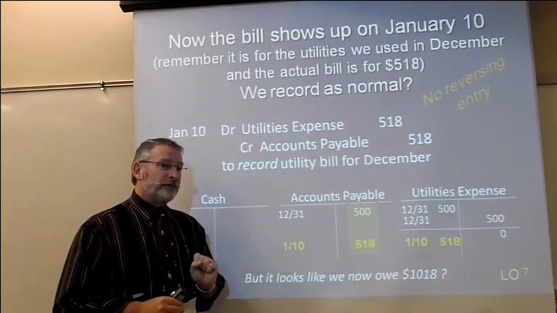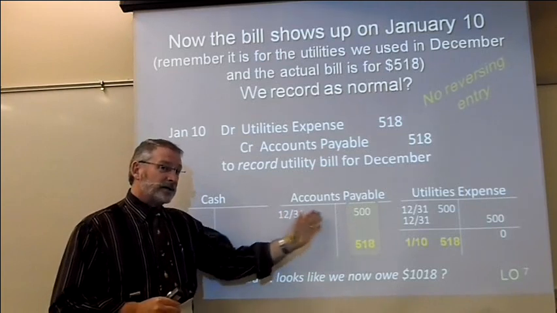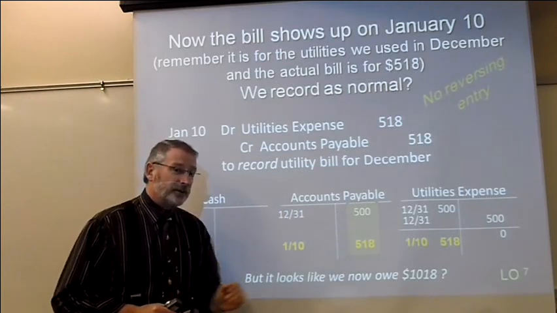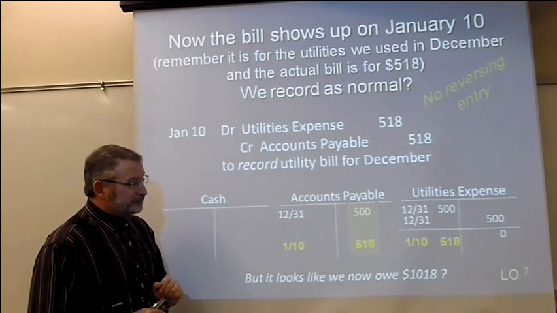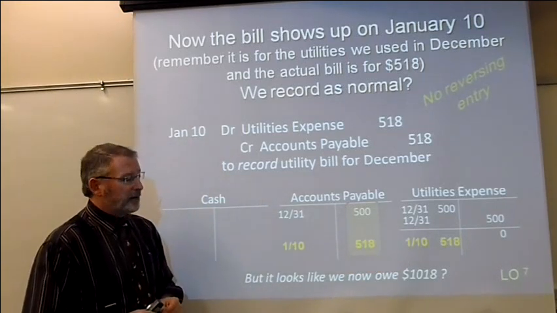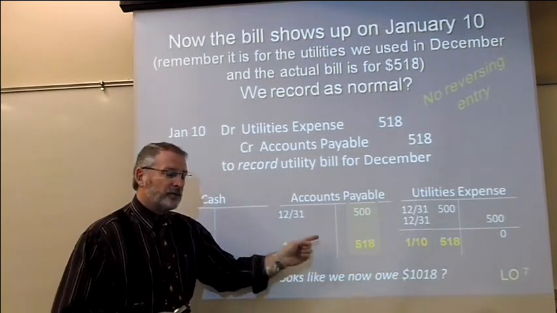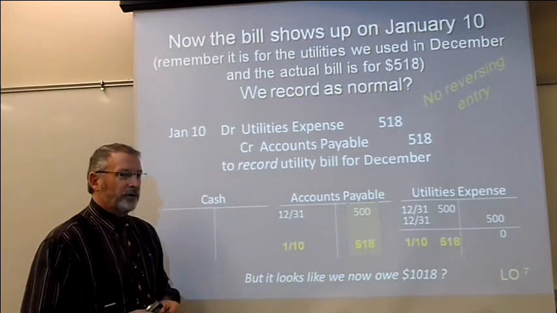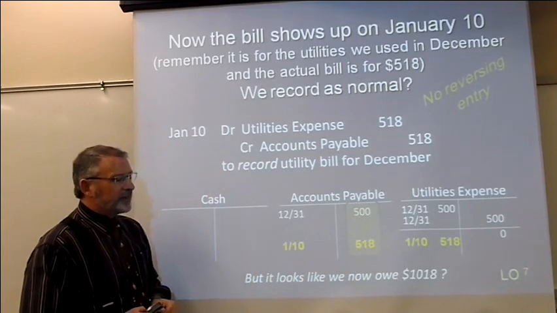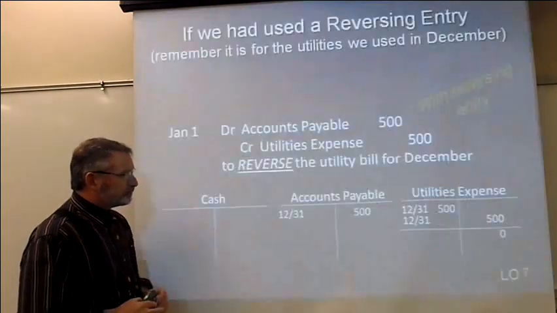We really only owe them $518. There was the 500 that we estimated at December 31st, and then the actual bill when it showed up on January the 10th. And it looks like we've got this $518 expense. That doesn't throw us so much, but this is definitely wrong. You know and I know that we don't owe them $1,018. And this is where reversing entries come in really handy.